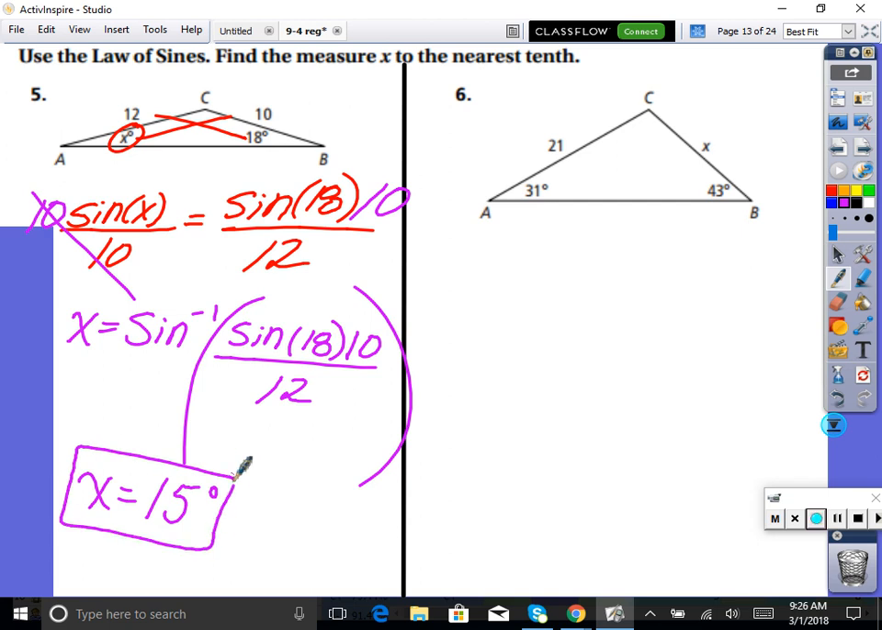Hey, let's do one more. Are you dividing by 12? Will you look at his, Macy? Were you getting it? Thanks.